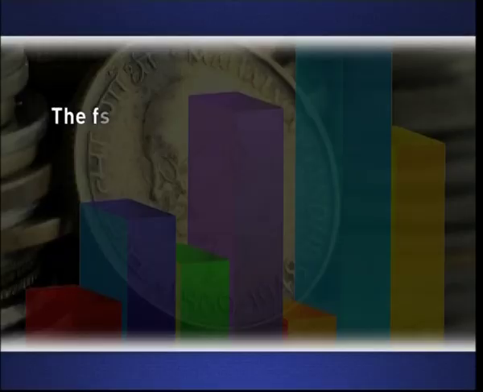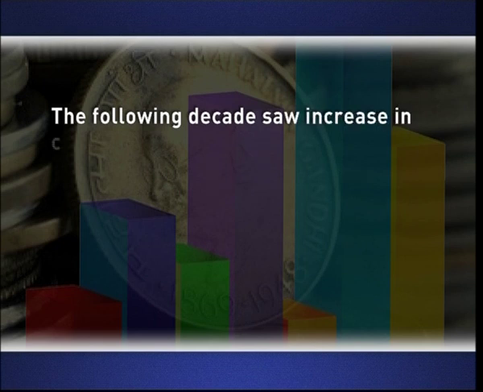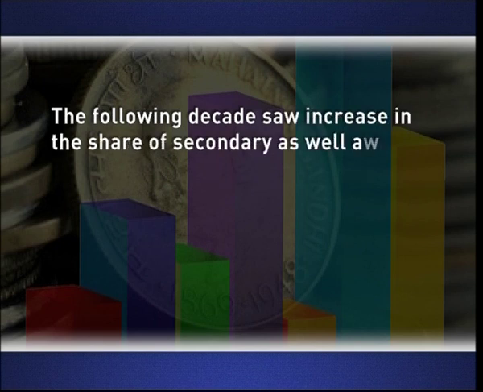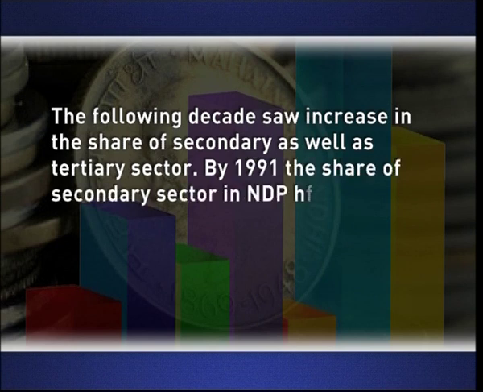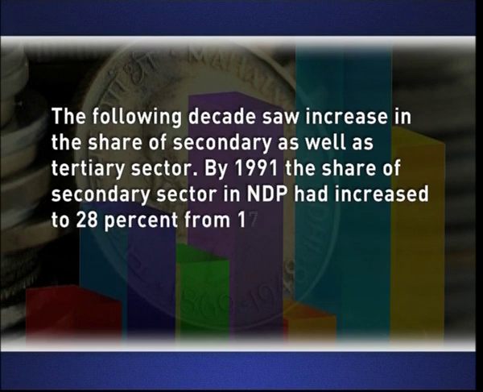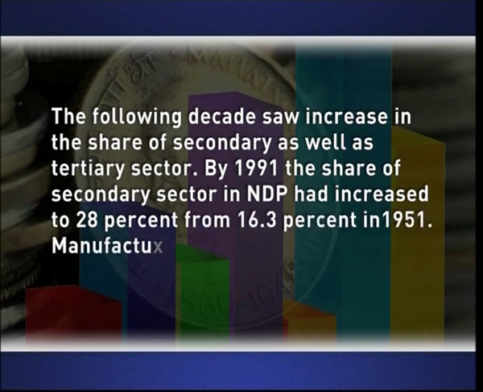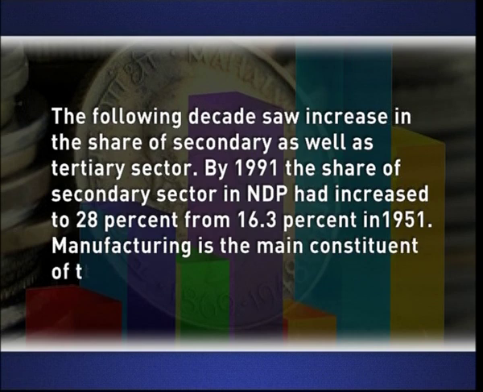Secondary sector comprises of manufacturing, construction, electricity, gas and water supply. During the first 3 decades, declining share of agriculture was mainly captured by the industrial sector. The following decade saw an increase in the share of secondary as well as the tertiary sector. By 1991, the share of secondary sector in NDP had increased to 28% from 16.3% in 1951. Manufacturing is the main constituent of this sector.